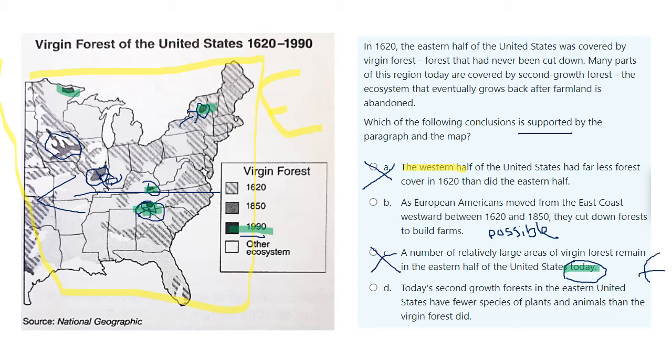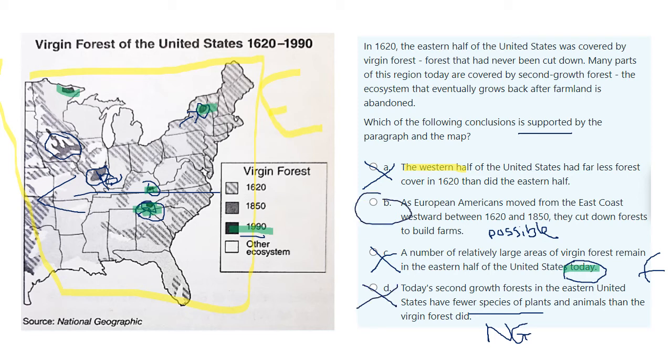D, today, second-growth forests in the East United States have fewer species of plants and animals than the virgin forest did. We don't know. We are not told how many species of plants. We're not told how many species of animals. We're just not given any of this information. So this is not supported.